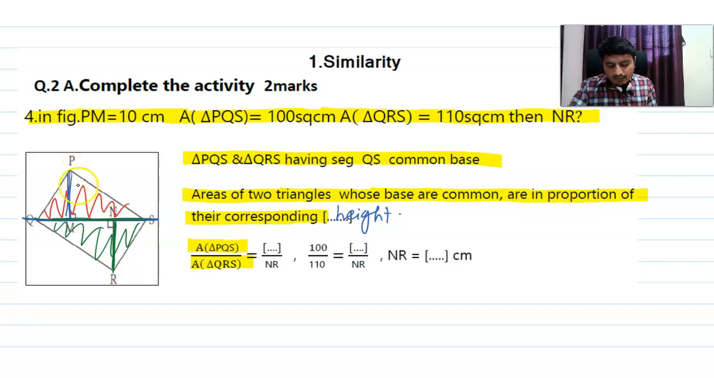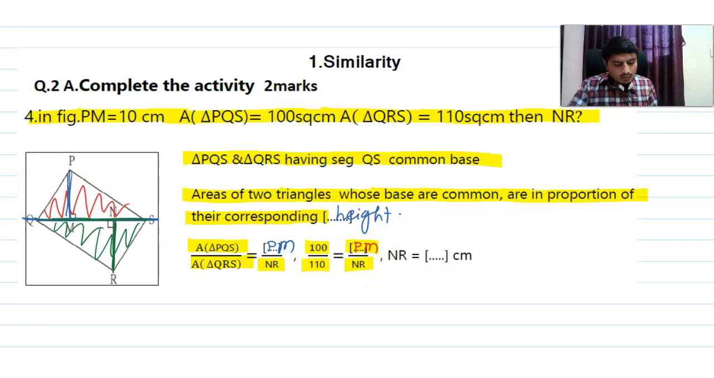the first triangle, that is the upper triangle PQS, whose height is PM, and the lower triangle QRS, whose height is NR. So PM divided by NR. Now the area of triangle PQS is given as 100, and the area of triangle QRS is given as 110. That equals the first triangle's height PM divided by NR.